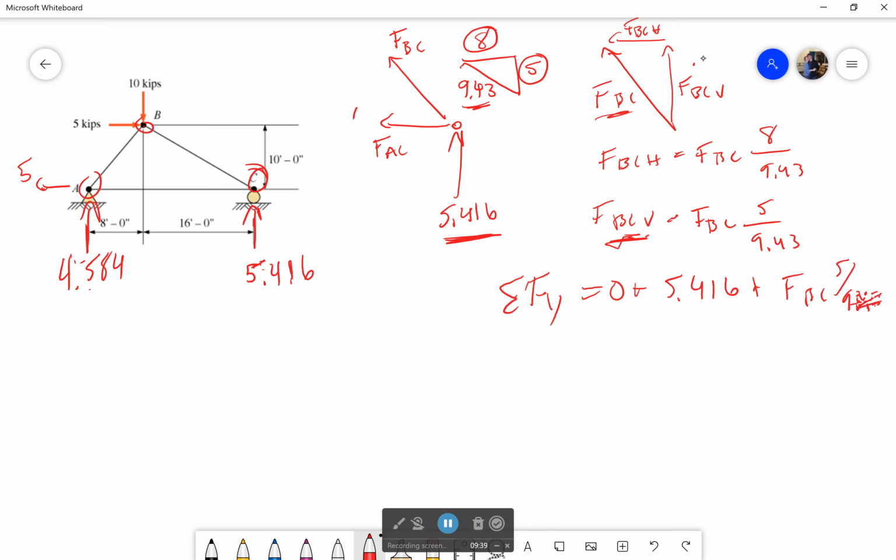Oh my. That's a bad spot on my surface apparently. It's supposed to be 9.43. There you go. Now what you're first going to see is that, well, both of them are adding, so it means that I had force BC in the wrong direction. So force BC is going to be equal to... and let's see.